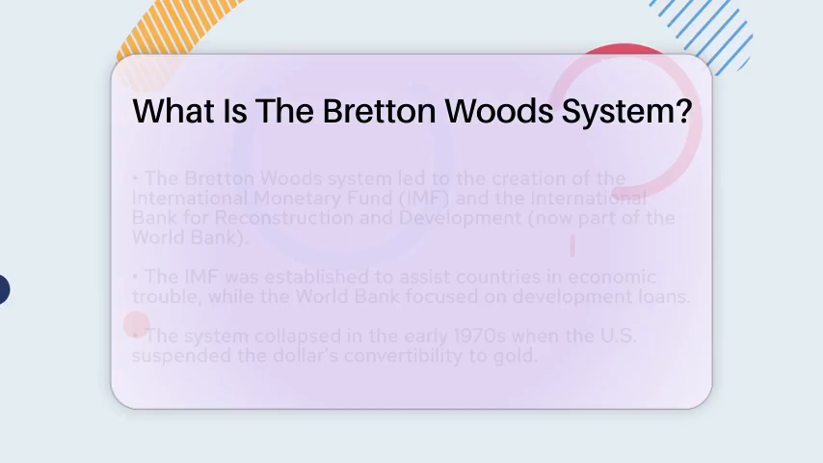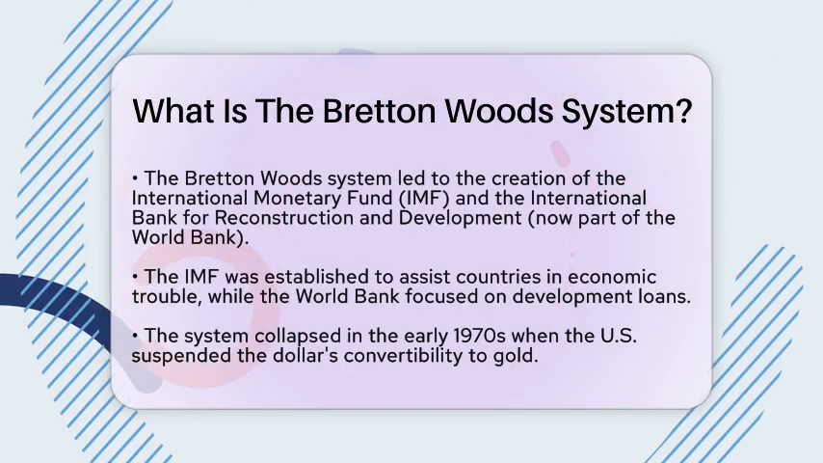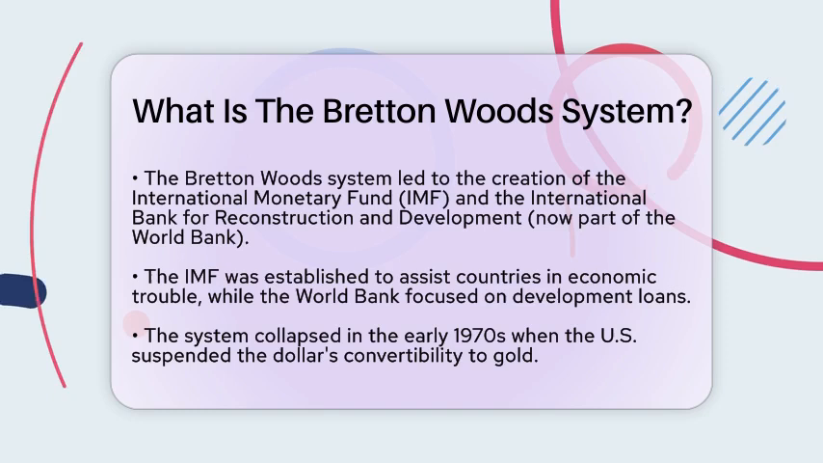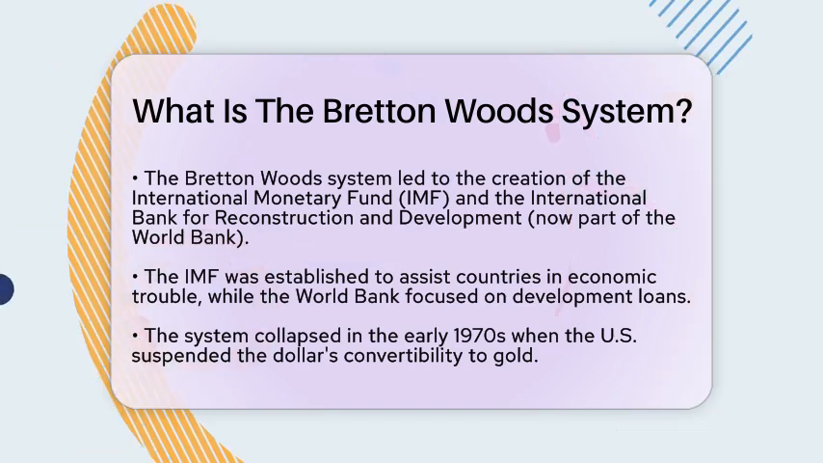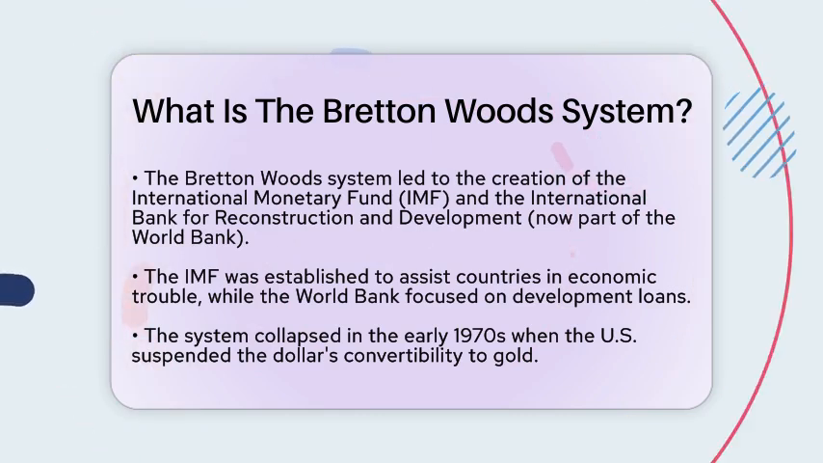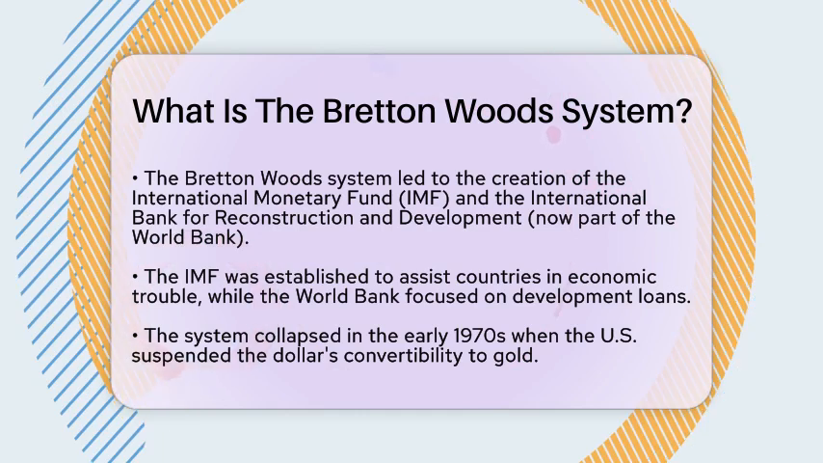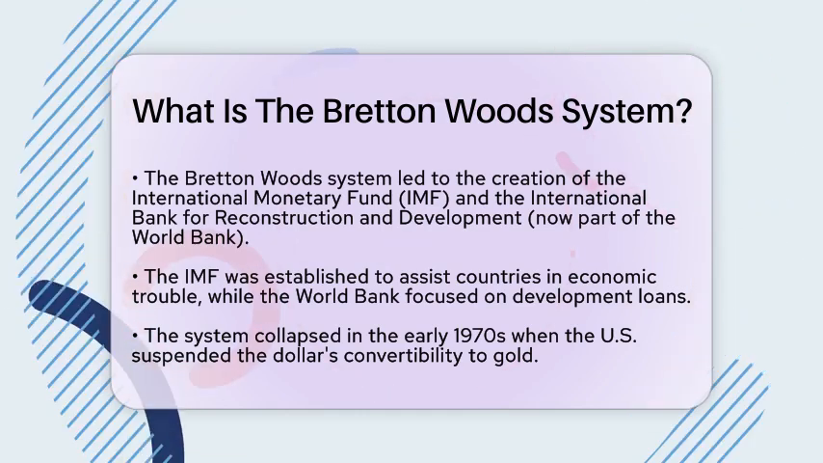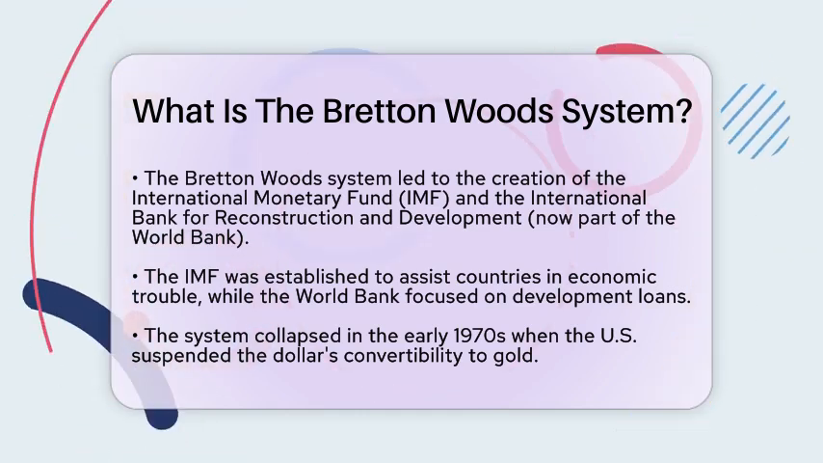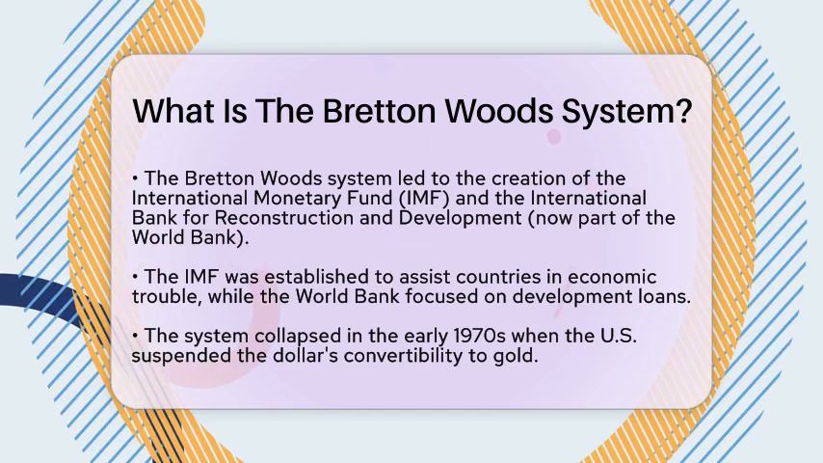The Bretton Woods system also led to the creation of two major institutions, the International Monetary Fund and the International Bank for Reconstruction and Development, which is now part of the World Bank. The International Monetary Fund was designed to help countries facing economic difficulties, while the World Bank focused on loans for development projects. However, the Bretton Woods system did not last forever.